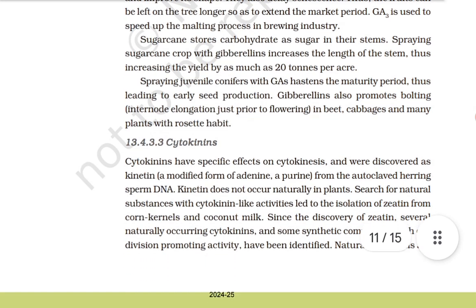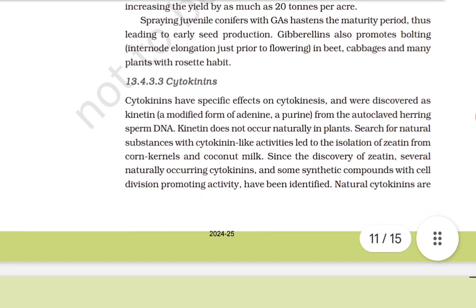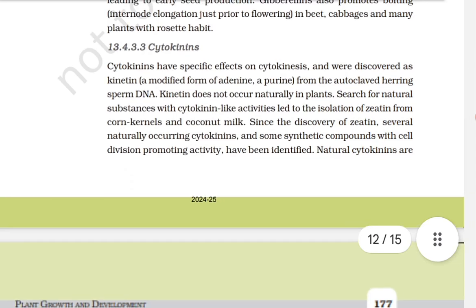Spraying juvenile conifers with gibberellic acid, GA, hastens the maturity period, thus leading to early seed production. Gibberellins also promote bolting, that is internode elongation, just prior to flowering in beet, cabbage and many plants with rosette habit.